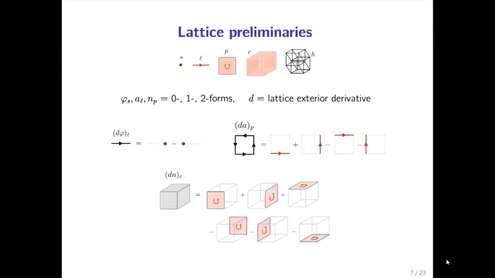Okay, so just some lattice preliminaries. We work on a cubic lattice or hypercubic lattice. So we have sites, links, plaquettes, cubes, and hypercubes. And I will call fields which live on sites 0-forms, fields which live on links 1-forms, 2-forms, etc. And d will denote the lattice exterior derivative. Just to give you an idea of how this works, the exterior derivative of a 0-form is something which lives on links and is just given by the lattice difference. The exterior derivative of a 1-form is something which lives on a plaquette, and it's given by the signed sum of links on the boundary of the plaquette, and so on. So I'm doing Euclidean lattice gauge theory.